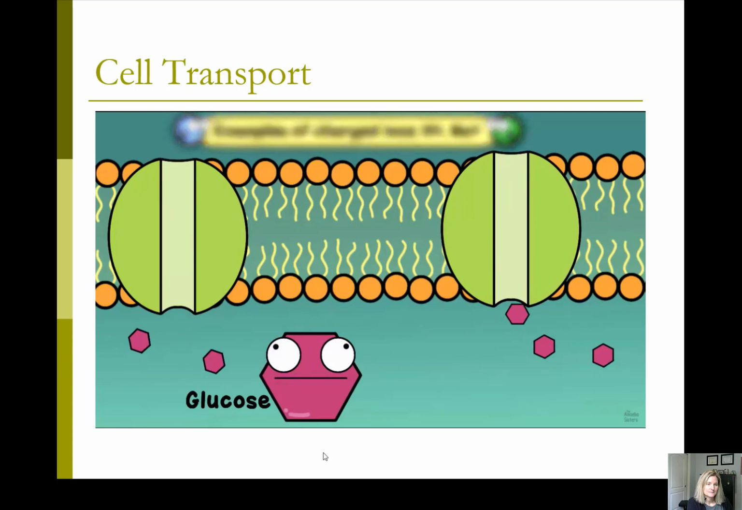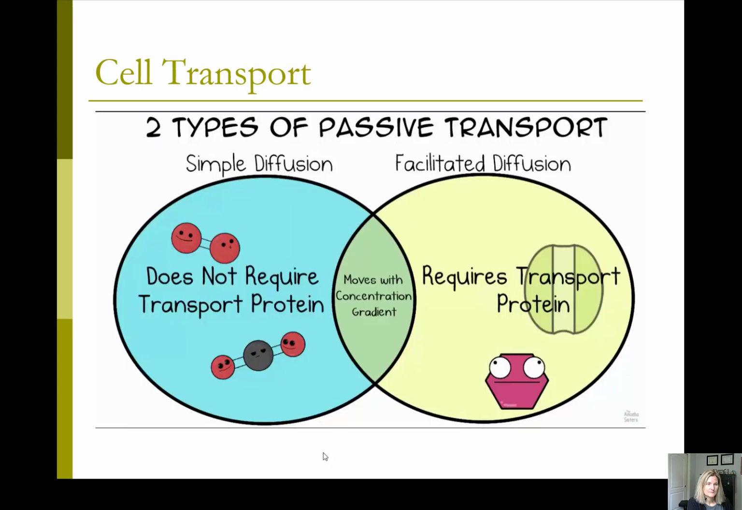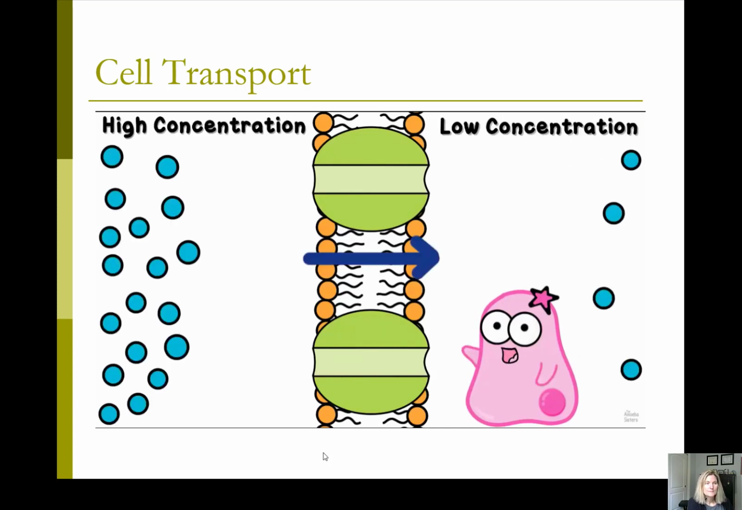Glucose needs the help of a transport protein to pass through. In osmosis, for water to travel at a fast rate across the membrane, it passes through protein channels called aquaporins. So these are all examples of facilitated diffusion, which is a type of passive transport and moves with the concentration gradient of high to low concentration. Now all the transport we've mentioned has been passive in nature. That means it's going from high concentration to low concentration.